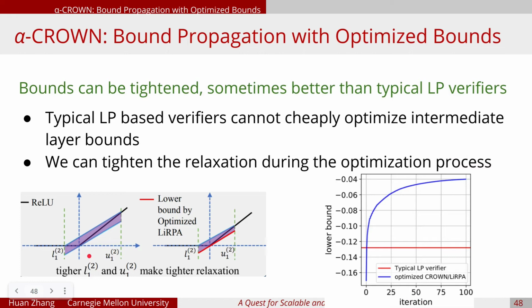We can see that we can both choose the optimal lower bounds, like the blue lower bounds here, and also we can tighten the relaxation of the ReLU neuron. So actually, the area of relaxation, which is the purple here, is much smaller than the original problem. So by doing that, we can get a lower bound that is better than the linear programming-based verifier.